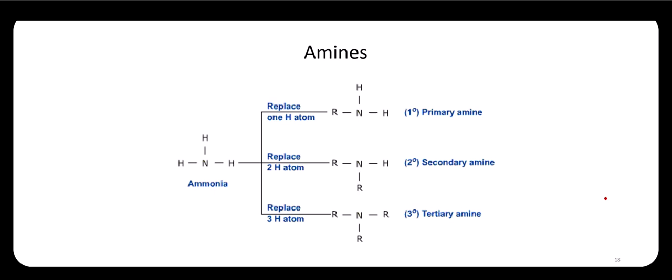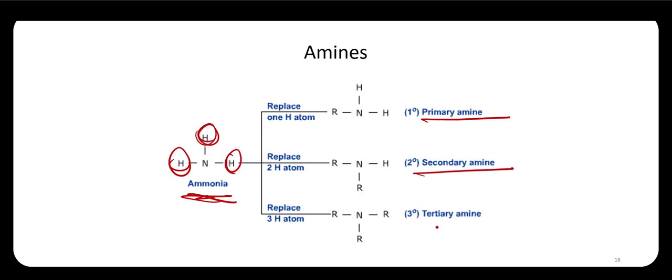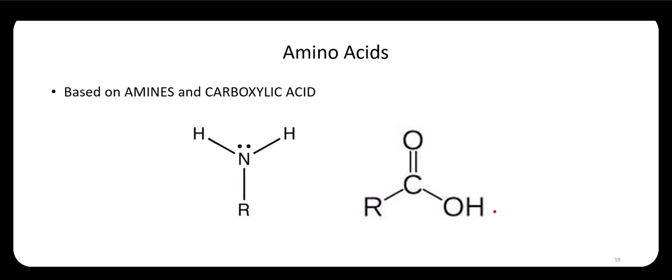So an amine starts out as an ammonia, NH3. So I've got NH3. I replace one of my H's with something, primary amine. I replace my second hydrogen with something, secondary. Third one, tertiary. So NH3, 3 hydrogens, replace 1, I make a primary amine. 2, I make a secondary. 3, I make a tertiary. We talked about amino acids. We have a carbon in the middle.